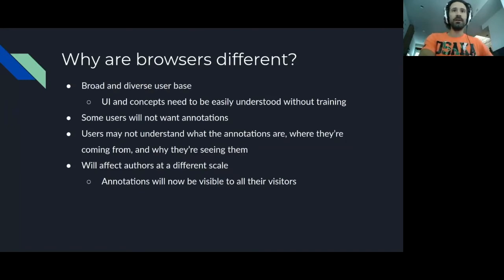So annotations aren't new. Hypothesis has existed for a long time, as have other tools. So I think it's worth discussing why building this into a browser introduces some unique challenges. The main one is that we have a lot of users, a lot. And they come with a wide range of tech literacy and diversity. So really, users need to be able to intuitively understand all of the different features in the browser. And so this makes it quite challenging.